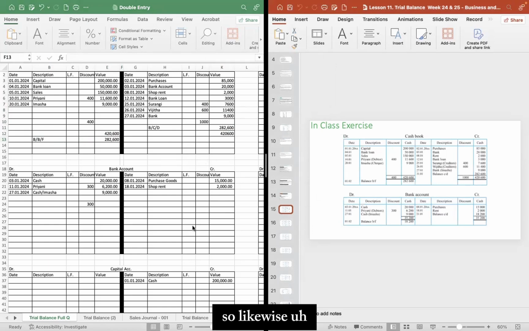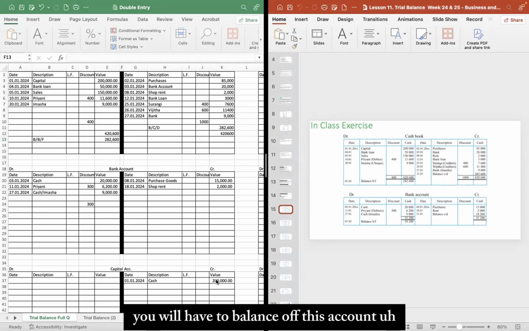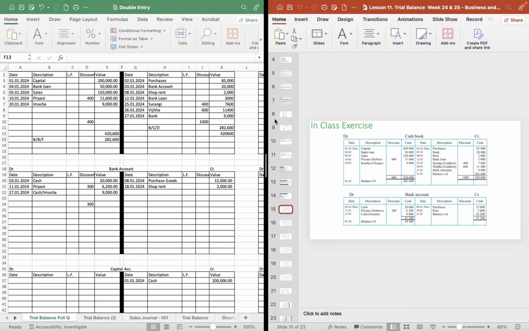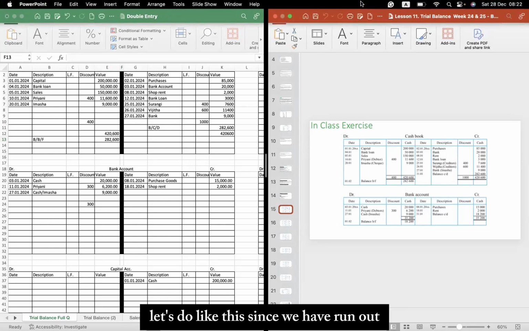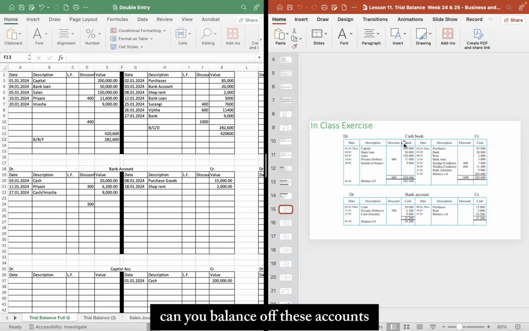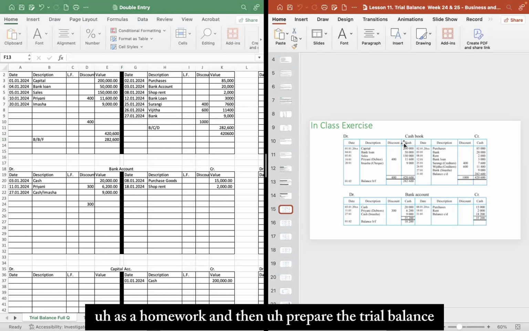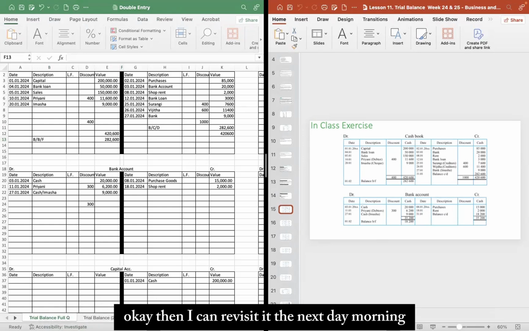So likewise, you will have to balance off this account. Let's do it like this since we have run out of time. Can you balance off these accounts as homework and then prepare the trial balance? Then I can revisit it the next day morning.